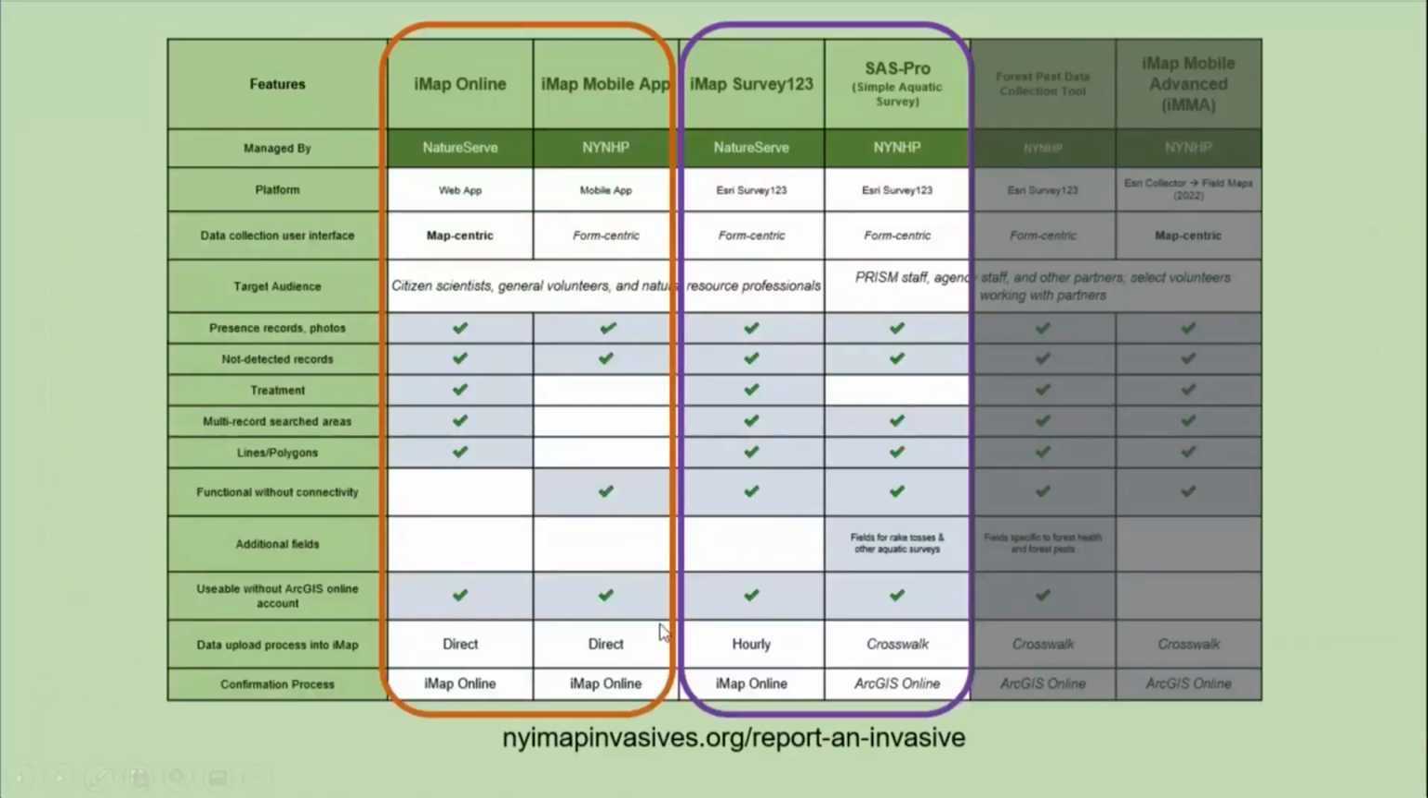And if that got muddled at all, I just want to re-emphasize. Survey123 is an app developed by Esri, and we have multiple forms that can report to iMap within that app. So there's what we call the iMap Survey123, because it's the general Survey123 form for iMapInvasives. And then we also have more specialized forms, one of them being SAS-Pro. So they're both in Survey123, but have different names.